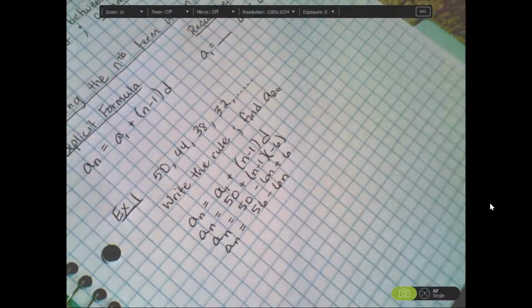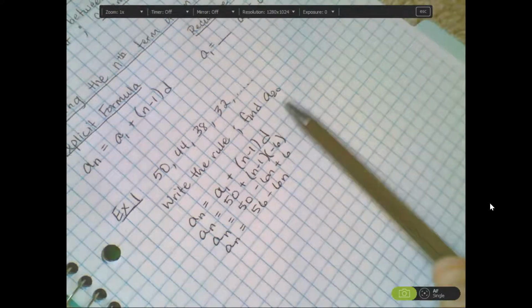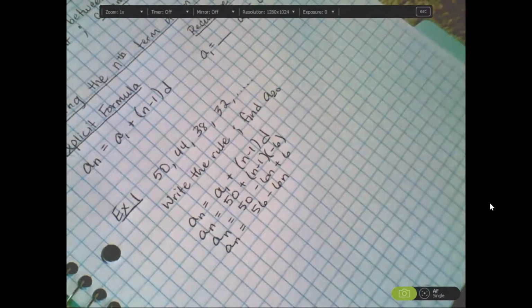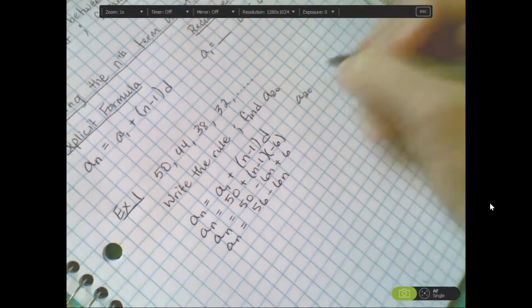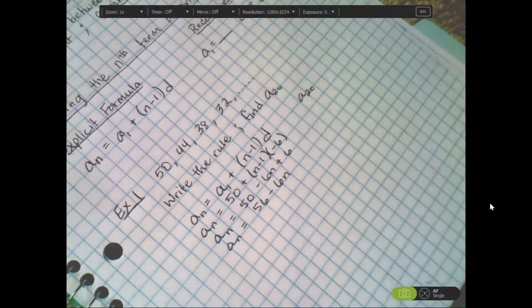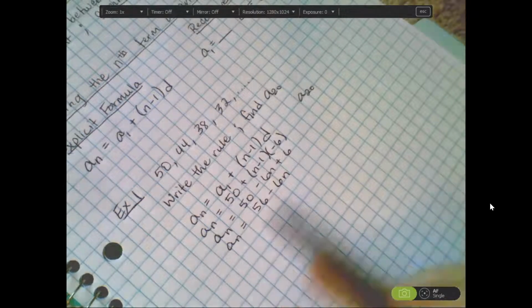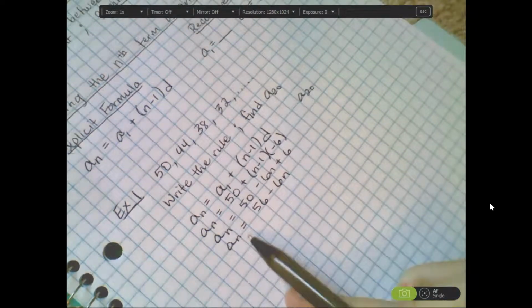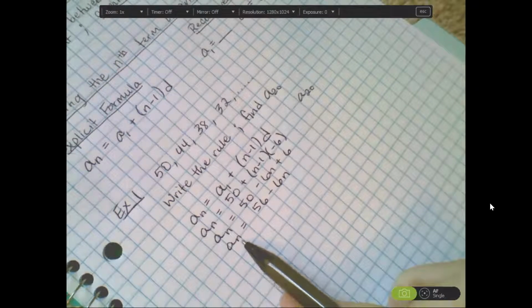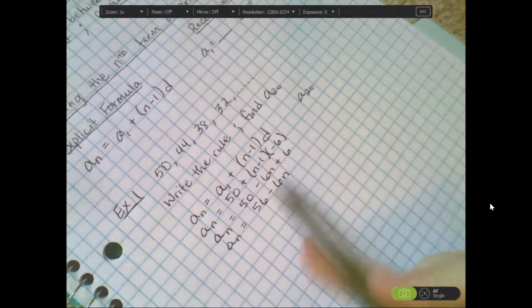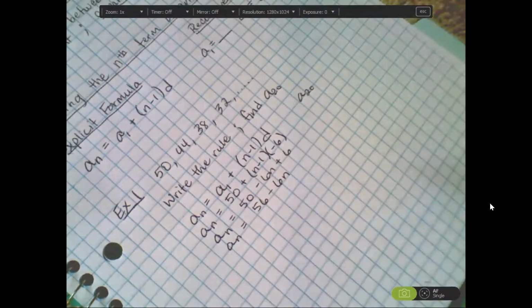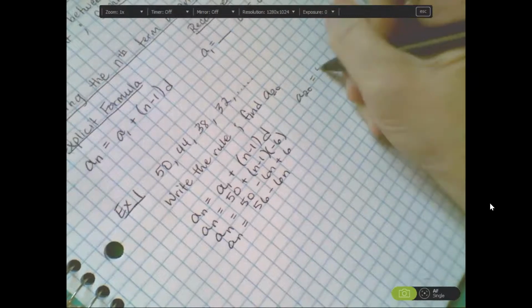I could find the 10th term. I could find the 400th term. Doesn't matter. We're asked to find the 20th term. So I'm going to come over here and find the 20th term. So according to this, remember we said for the rule, this n value, whatever the subscript is, that's the same value as this n over here. So if I'm looking for the 20th term and this subscript is 20, then that means this n is going to be 20 as well. I'm basically just substituting 20 into my formula to figure out what my 20th term is.